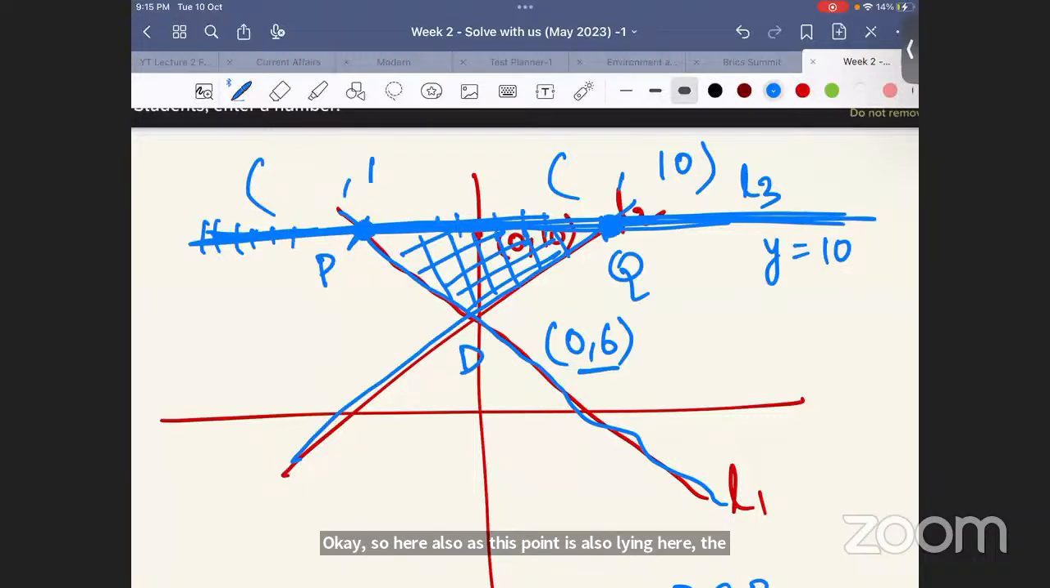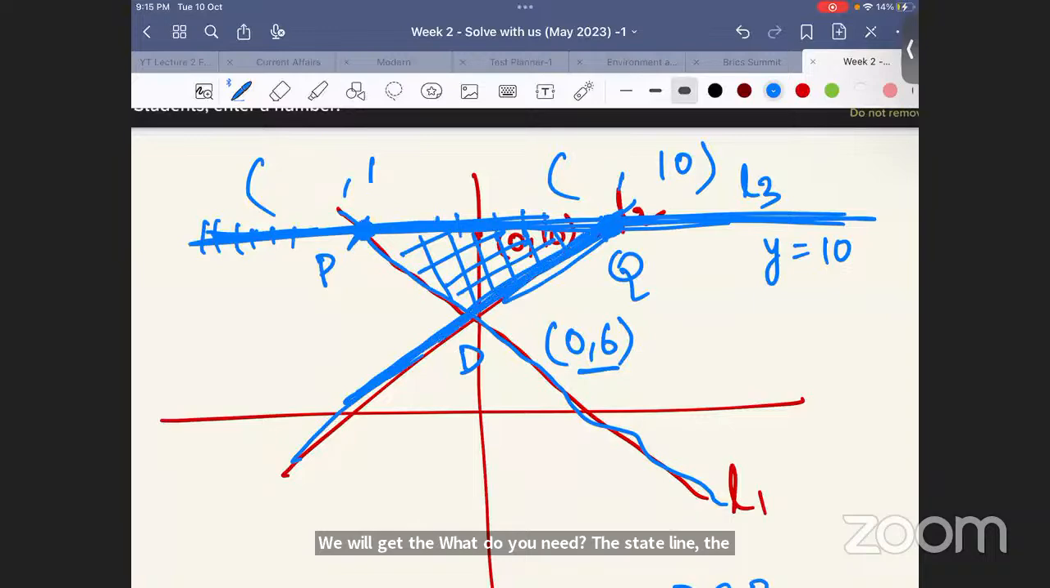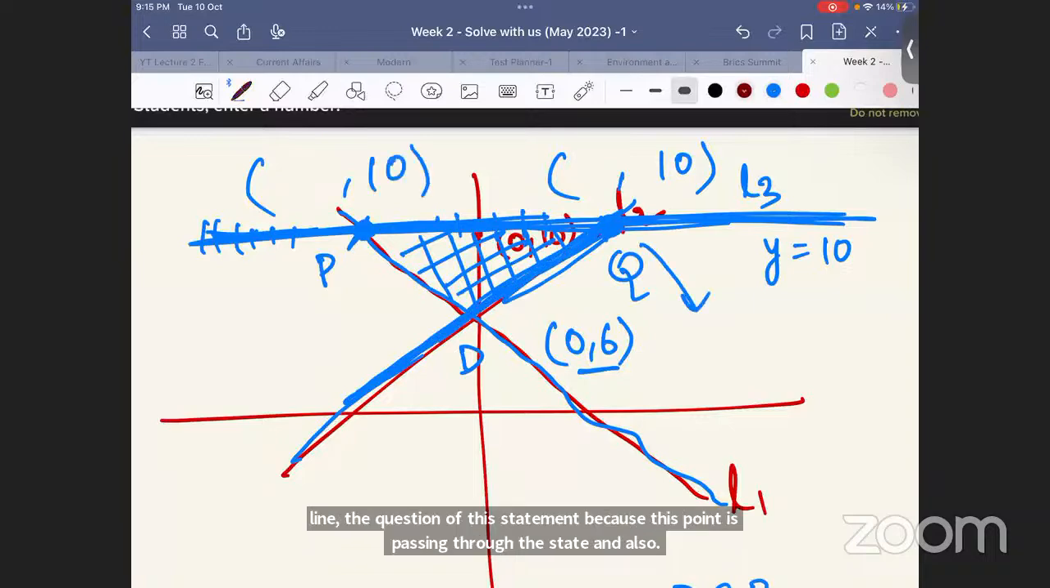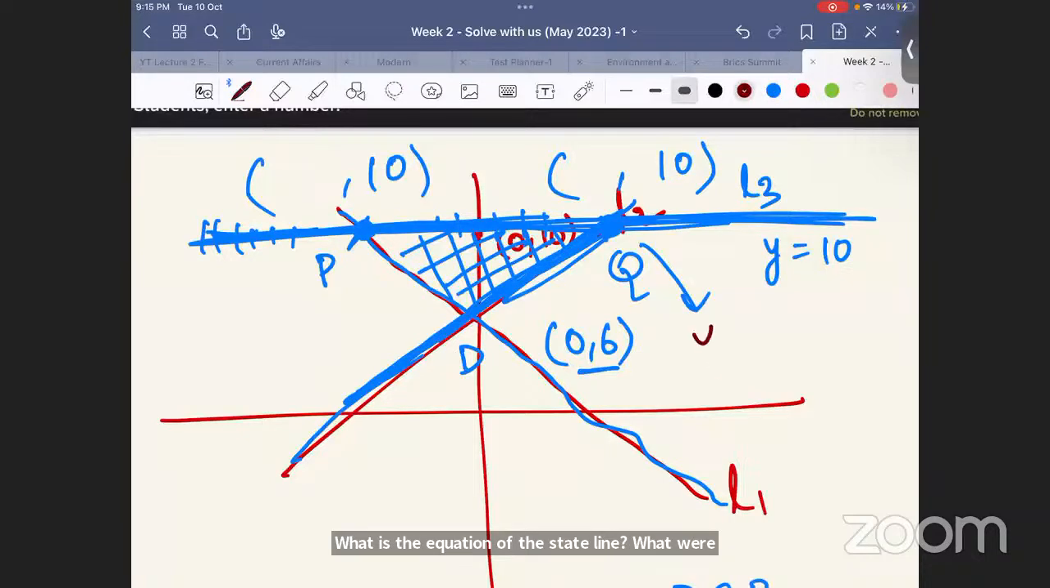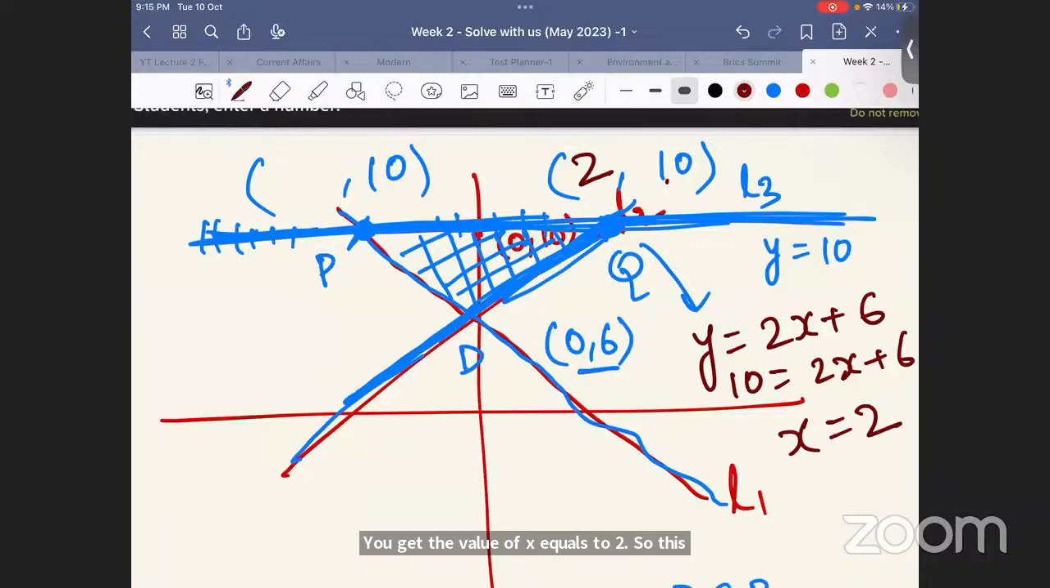To get the x coordinate, what do you need? The equation of this straight line, because this point is also on this straight line. What was the equation of this straight line? Y equals 2x plus 6. Can you put the value 10 here? 10 equals 2x plus 6. You get x equals 2. So this is the coordinate for Q. Is this clear?